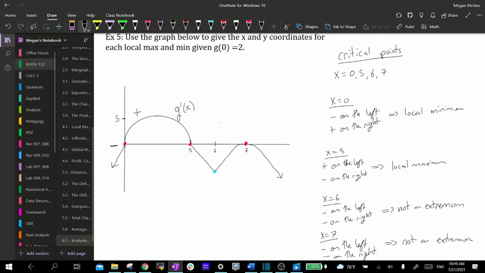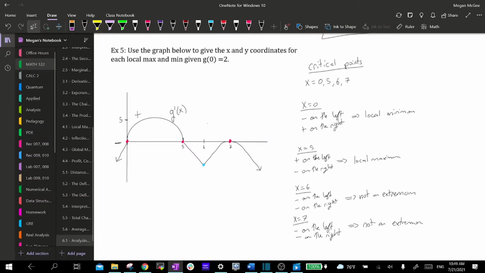Okay? But are we done? The question asked us to find the x and y coordinates for each local max and min. So we have the x values, but now we need to find the y values. So for our local minimum, we know that x is equal to 0, and we were given g of 0 is equal to 2. That's our y value, the function value at x is equal to 0. So 0 and 2.